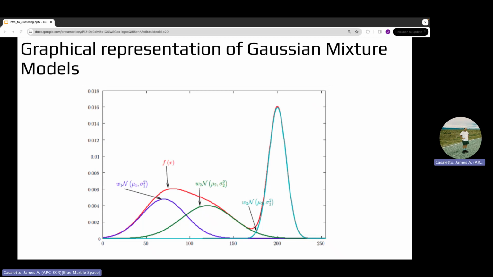The Gaussian mixture model approach to clustering approximates the distribution of all the data as the combination of multiple individual Gaussians. Each Gaussian represents a different cluster. In this slide, the red distribution, f of x, is the data set that we're trying to cluster. Just as with k-means and agglomerative clustering, we need to specify the number of clusters that the algorithm should use to approximate the original distribution.